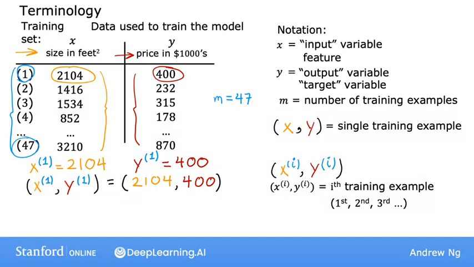Just a note, this superscript i in parentheses is not exponentiation. So when I write this, it is not x squared. This is not x to the power of 2. It just refers to the second training example. So this i is just an index into the training set and refers to row i in the table.